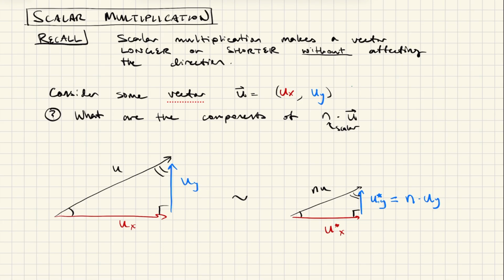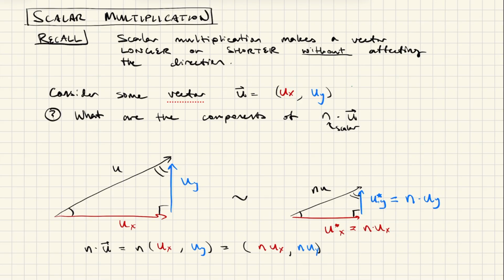In other words, u star y is just n times uy, and u star x is n times ux. And so we can summarize scalar multiplication with a formula like this. Consider multiplying a vector u by some scalar n. If we write out the component form using our color-coded scheme, this is going to be n times ux, comma, n times uy. Like we saw from our triangles argument, this gives you a new vector with components that are multiplied by the same scalar, because this scalar affects all three sides of this triangle exactly proportionally.